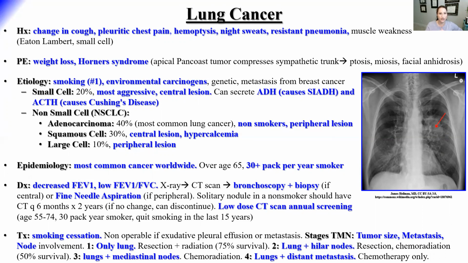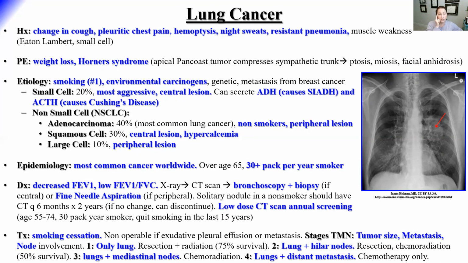Non-small cell can be divided up into three types: adenocarcinoma, squamous cell, and large cell. Adenocarcinoma overall is the most common lung cancer. It's about 40% of lung cancers. And this can also be common in non-smokers. Adenocarcinoma presents as a peripheral lesion. Squamous cell is going to be central.